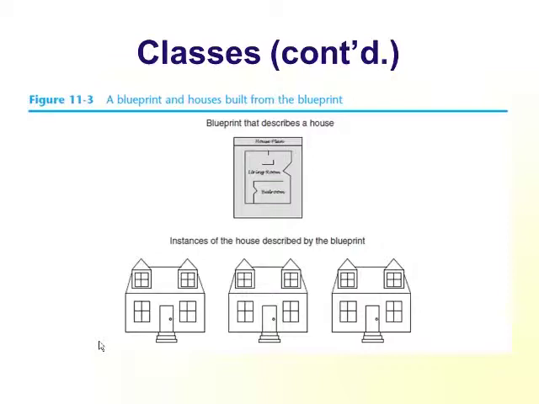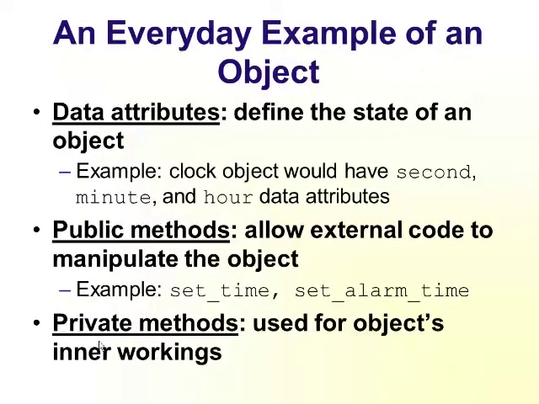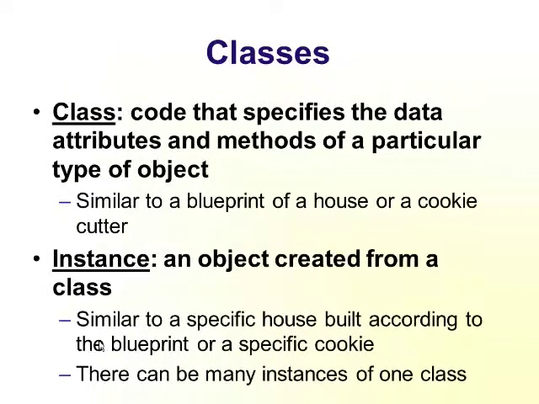Every blueprint has its own attributes and has its own methods, right? There are public methods and there are private methods. So, for example, again, going back to your watch object, the public methods are you can set the time, you can set an alarm, you can set a date. But there are private methods inside the watch that you don't have access to, which are working behind the scenes to make that object work. So a class is basically the blueprint of the object. It's the code that specifies the data attributes and methods of a particular type of object.